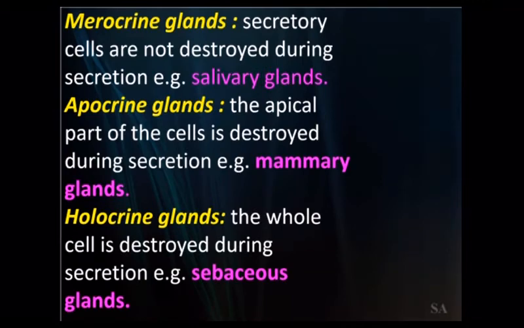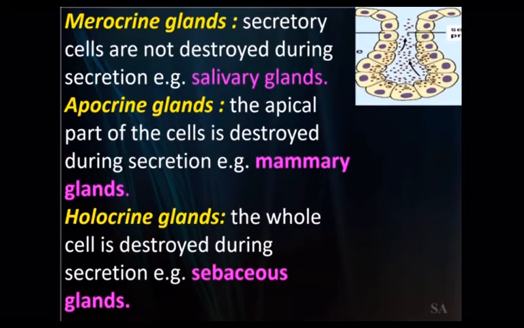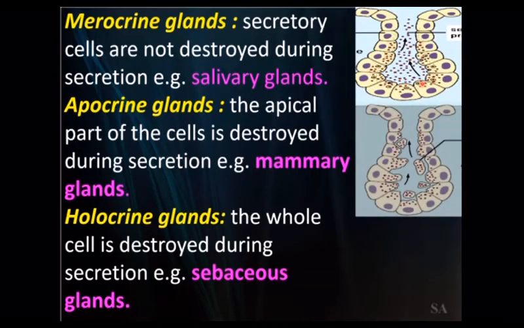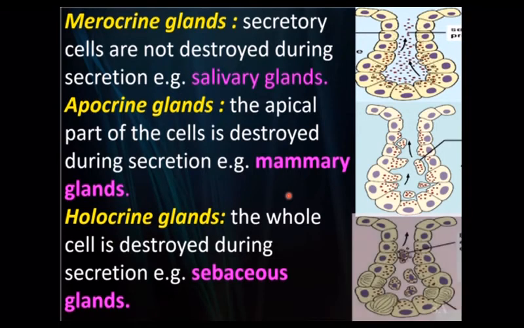According to mode of secretion, or method of secretion, we have merocrine glands. In merocrine glands, the secretory cells are not destroyed during secretion, for example, the salivary gland. In apocrine glands, the apical part of the cells is destroyed during secretion, like the mammary gland. In holocrine glands, the whole cell is destroyed during secretion, for example, the sebaceous glands.